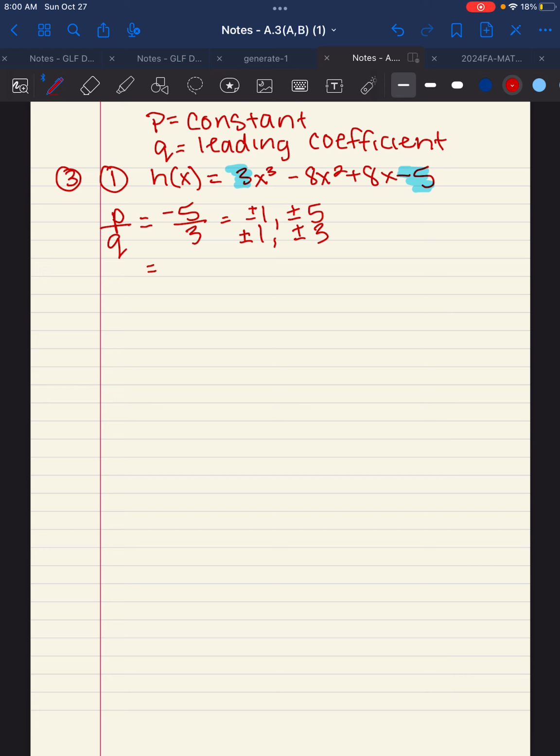Now I'm going to list them out as a group. Plus or minus 1 divided by plus or minus 1 is going to get me plus or minus 1. Plus or minus 1 divided by plus or minus 3 is going to give me plus or minus 1 over 3. Plus or minus 5 divided by plus or minus 1 is going to give me plus or minus 5. Plus or minus 5 divided by plus or minus 3 is going to give me plus or minus 5 over 3. And that takes care of all of them. We did step 1. We're moving on to step 2, which is synthetic division.